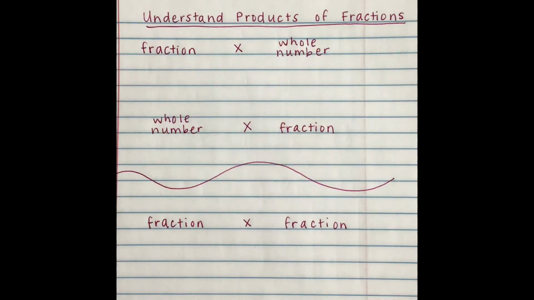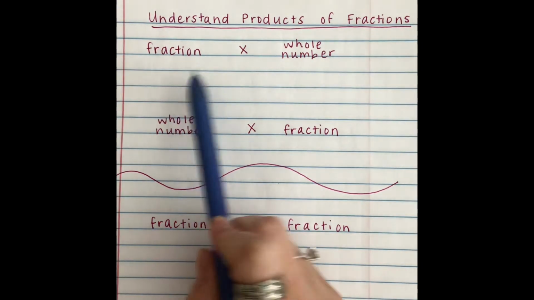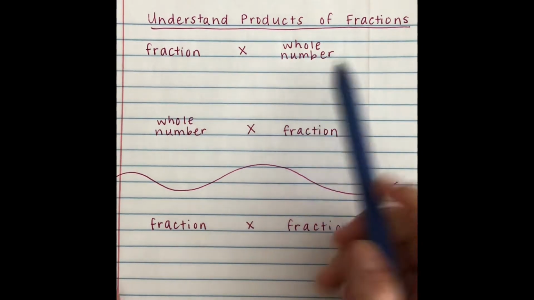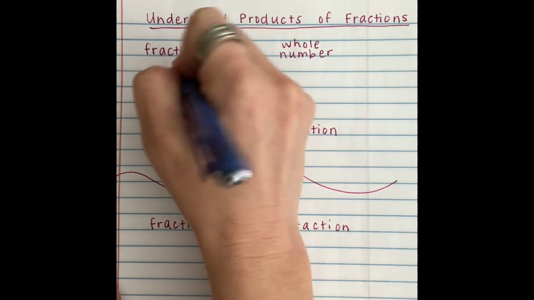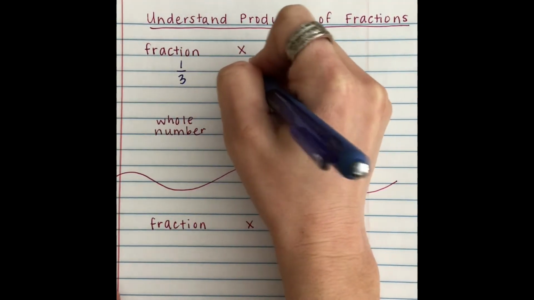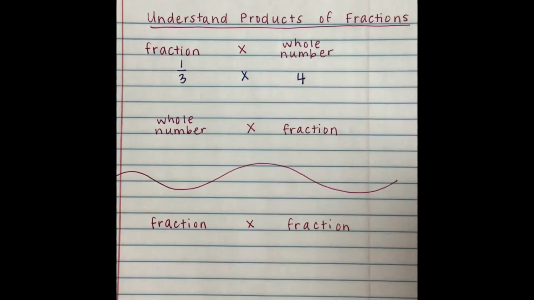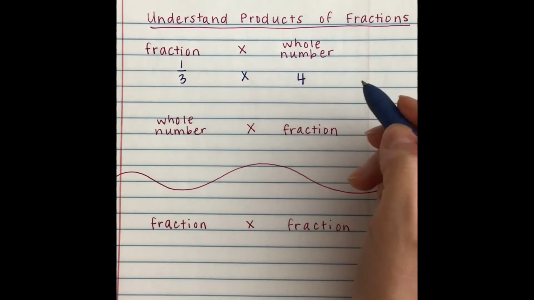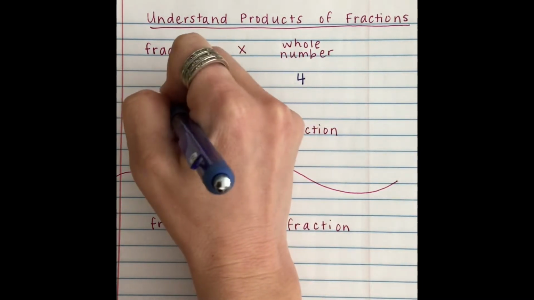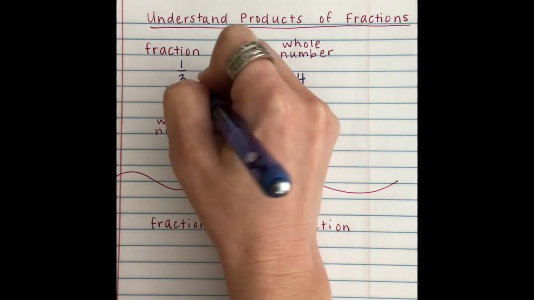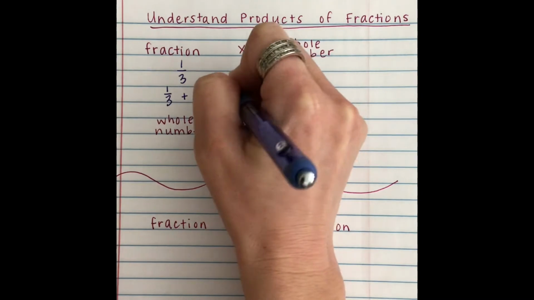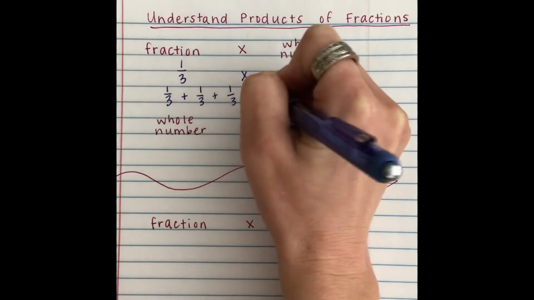So we're going to talk about understanding products of fractions. So one way we have this is when we take a fraction times a whole number. So that would be like if we had 1/3 times 4. So what that would look like is if we had 1/3 4 times. So we would have 1/3 plus 1/3 plus 1/3 plus 1/3.